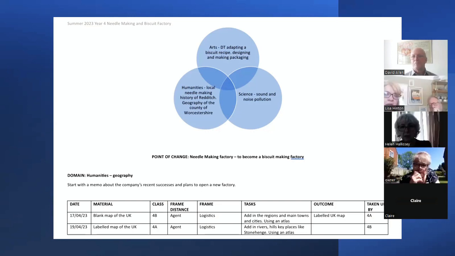Yeah, so it's myself and Richard and Yona. We're all working together on this rolling roll, and there are two more teachers in school, and we have the point of change as a needle making factory, because that's all linked to our location, our local history. And the children are enrolled as people who work in a biscuit making factory, and they're looking for a new location for a new factory because their company's doing so well. That's the story behind it.